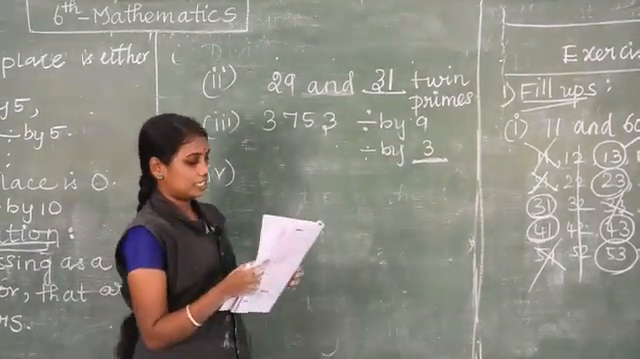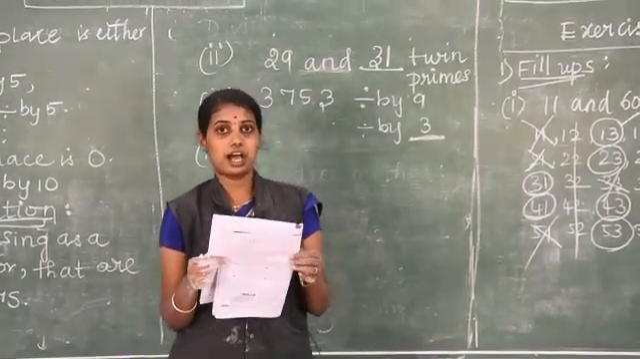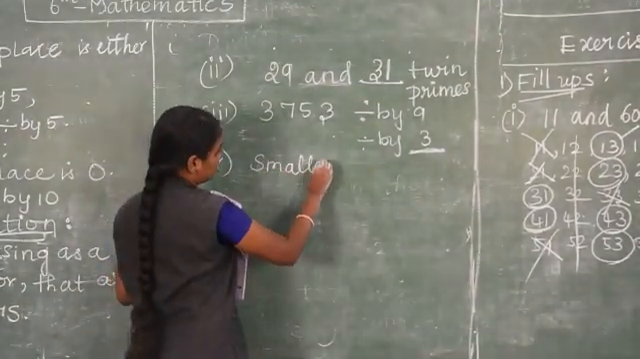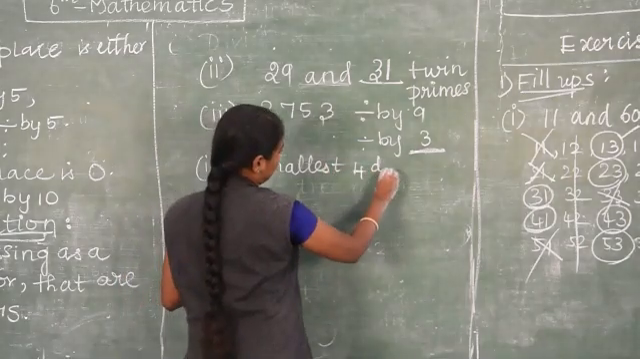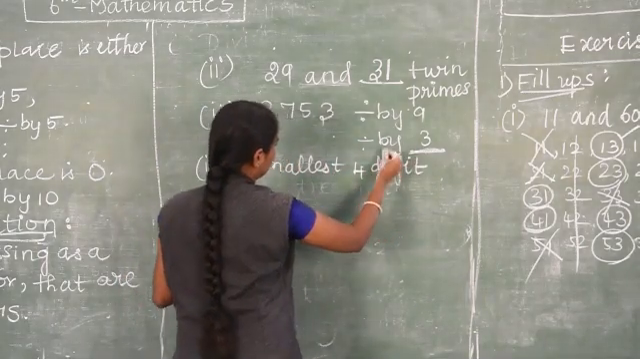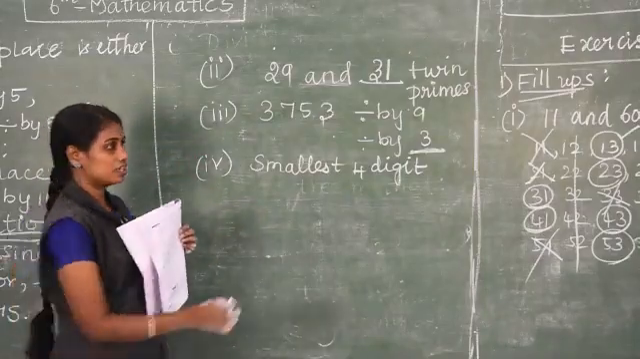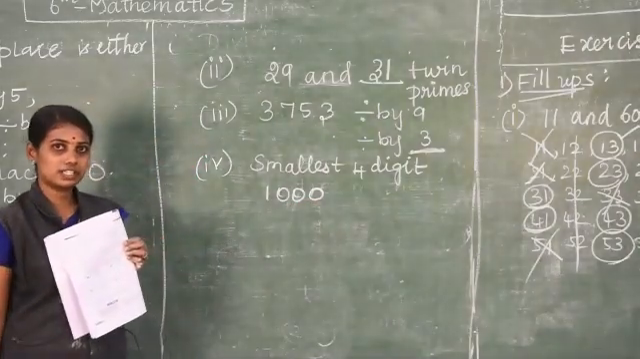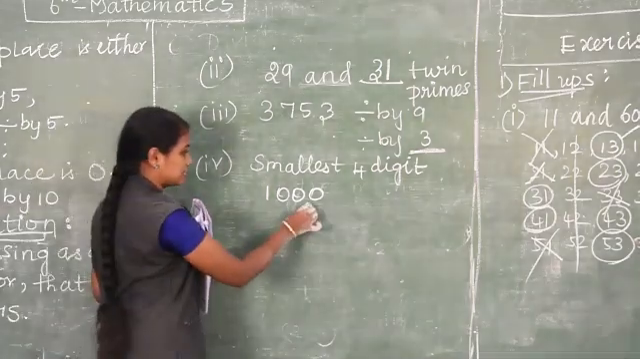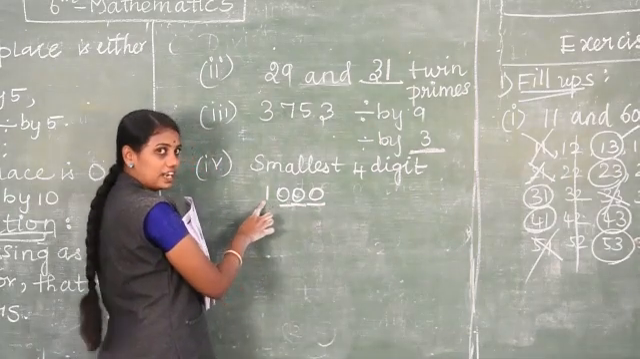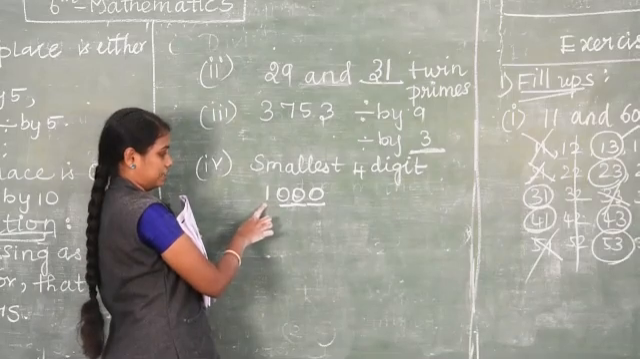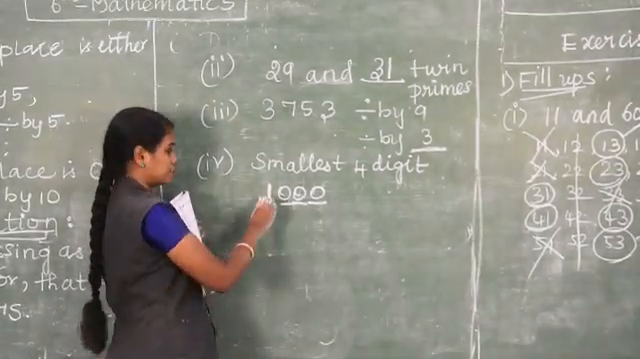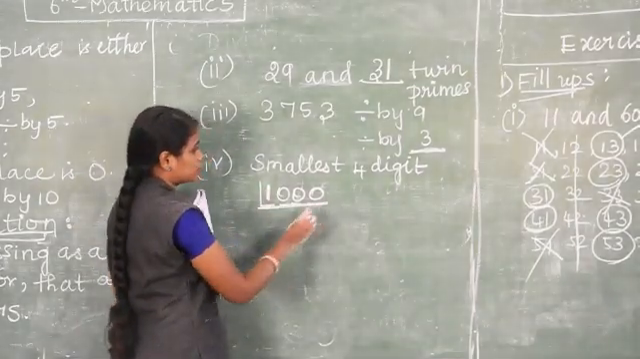The number of distinct prime factors of the smallest 4 digit number. So the smallest 4 digit number is 1000. The smallest digit is 0, but we cannot write 0 in the first place, so I have written 1. The smallest 4 digit number is 1000.